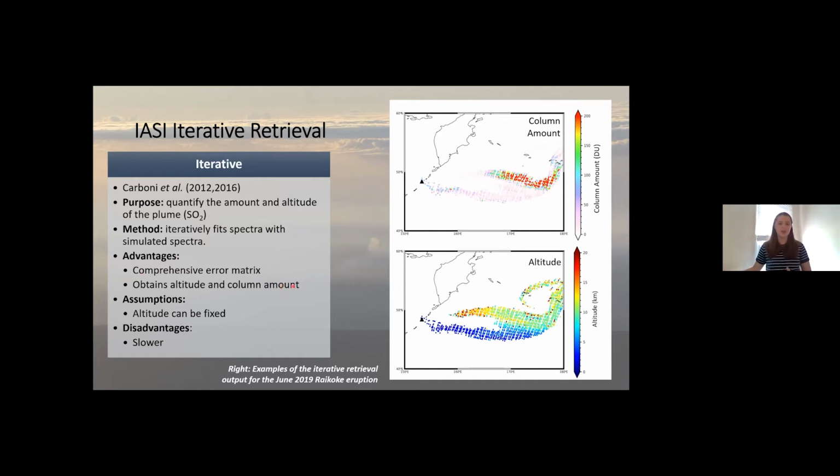So as I said, one of the advantages is that we're obtaining both the altitude and the column amount. But in cases where there's not much height information, we can also fix the height and run it in this other, different mode. And that's particularly useful if we're looking at smaller emissions, and we can base our height on, say, the height of the volcano. So the downside of this retrieval is that it's quite a lot slower, and that means that we rely on our linear retrieval to identify pixels of interest, which we can apply this retrieval to.